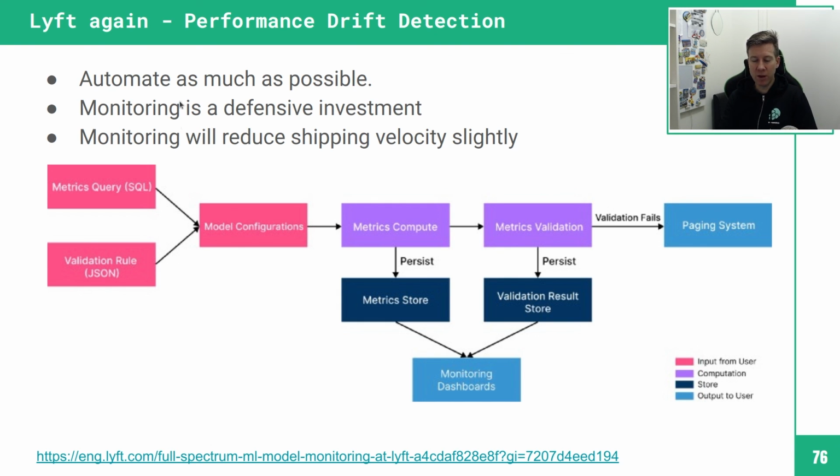So the kind of things you can do here is you can see we've got a metrics query in SQL and a validation rule that you can find in JSON, and together this will be defined as part of your model configuration. And what you can do is you can compute the metrics and store them in a metric store and have monitoring dashboards for them. You can validate the data that's coming in against this validation rule. So it could be like Great Expectations, and store those results again in a monitoring dashboard. And if you have, for example, the likes of Great Expectations validations fail, you can page people to say, hang on, there's a big problem with the input data.